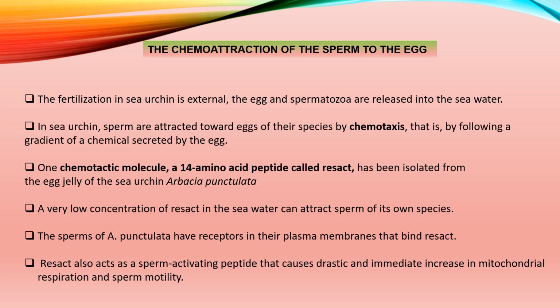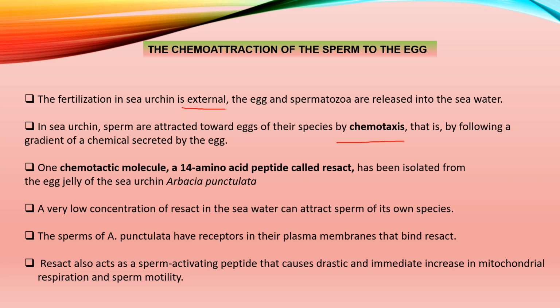The chemoattraction of sperm toward the egg is the first step of sperm and egg recognition. How are the sperm attracted towards the egg? As we know, fertilization is of two types: external fertilization and internal fertilization. The sea urchin lives in sea water, so fertilization in sea urchin is external. In sea urchin, the sperm are attracted towards the egg by the process of chemotaxis.